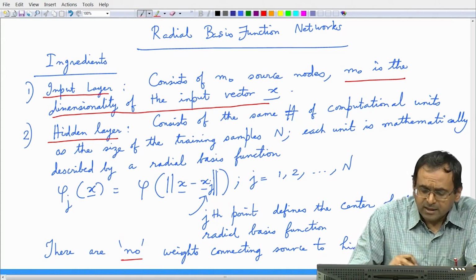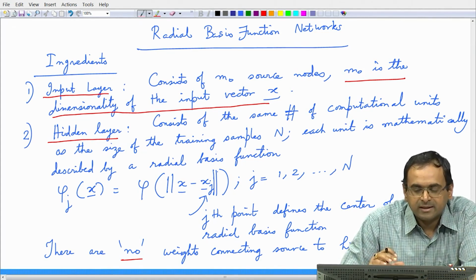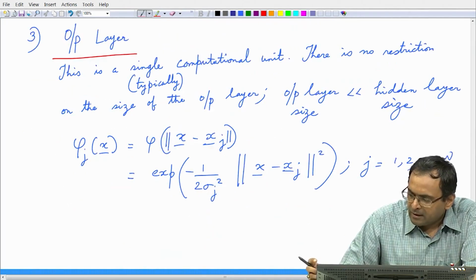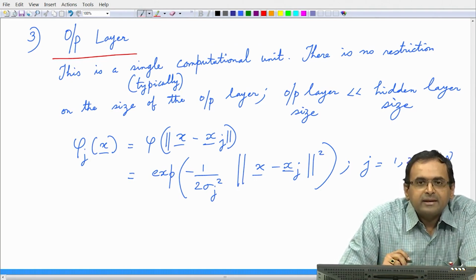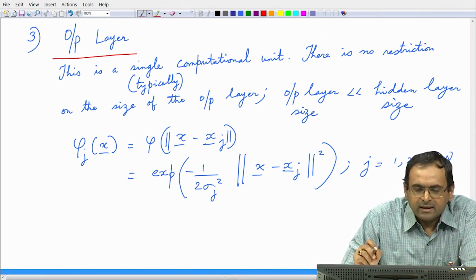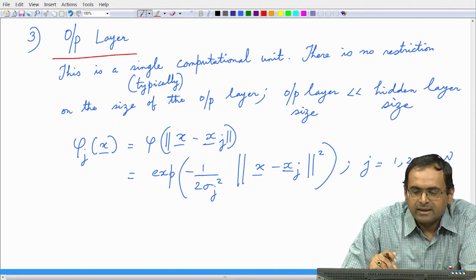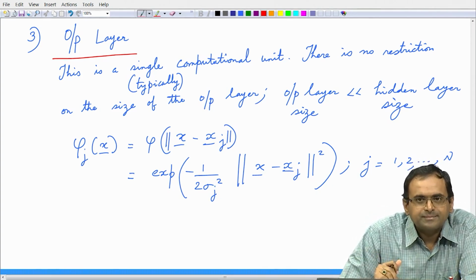Now, there are no weights connecting the source and the hidden nodes. In the multilayer perceptron you could have weights connecting the source and the hidden nodes. In this case it is not the case. We have an output layer, and the output layer is a single computational unit and there is no restriction on the size of the output layer, but typically the output layer can be just one, right, just having one node there.